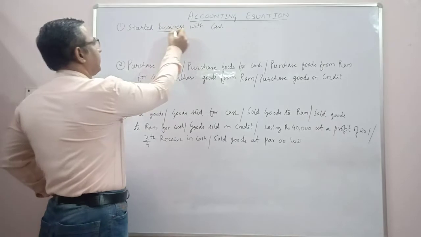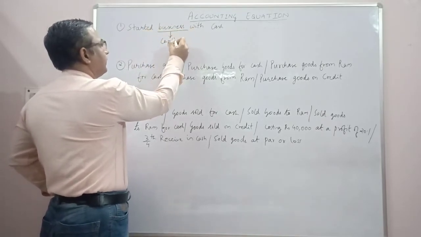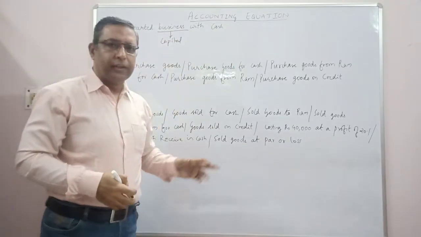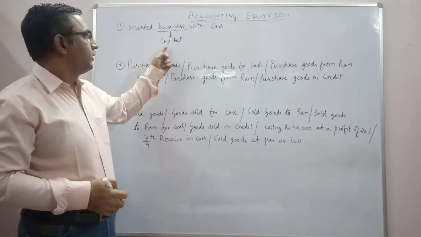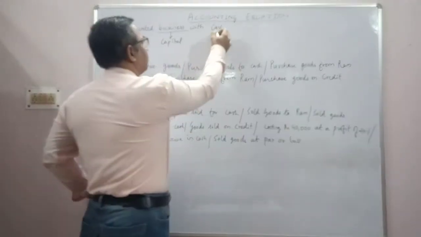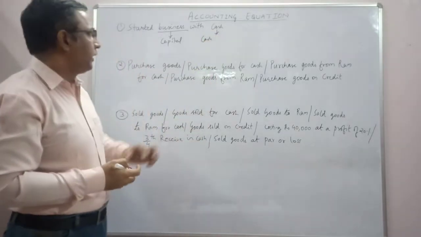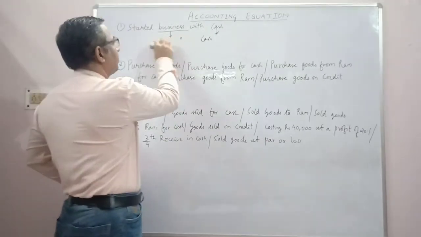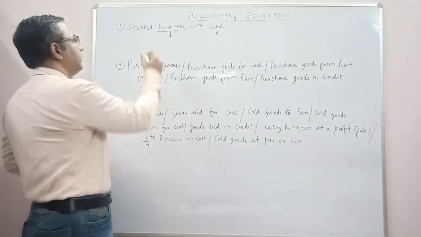When the business is started, it affects the capital. The owner is putting in the money, that is known as capital, and the amount he is bringing into the business is cash. These two items will be affected. Now we will form the accounting equation according to it.